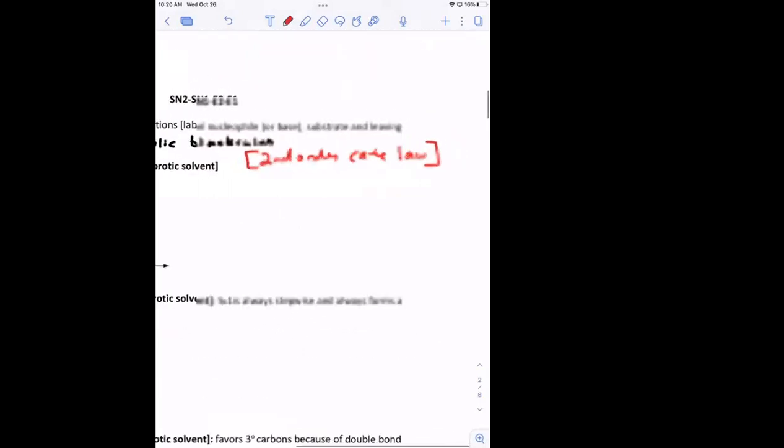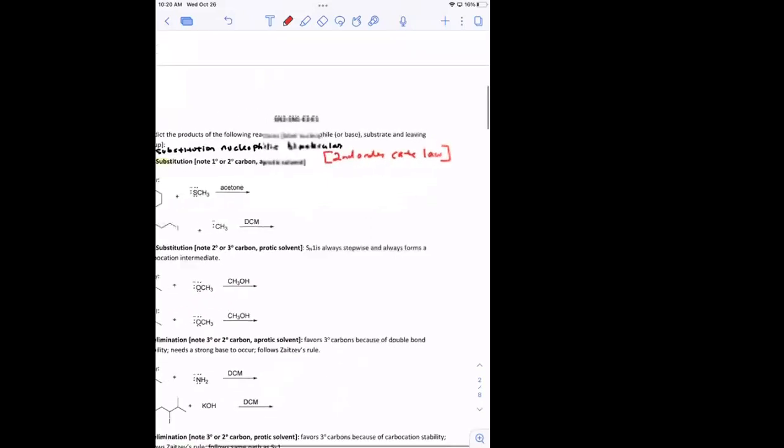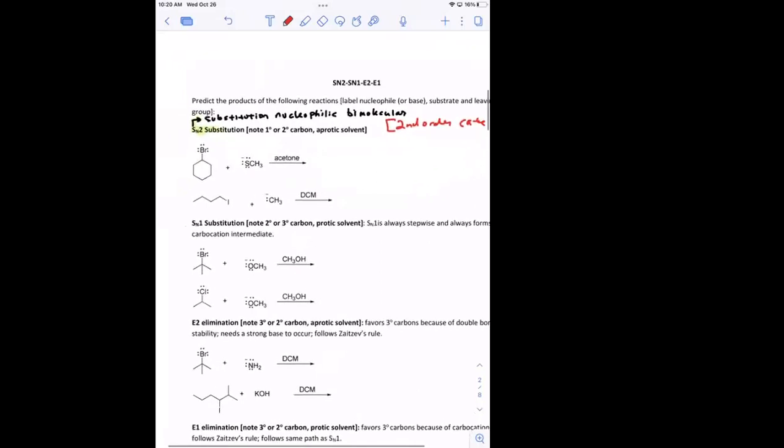Just apply some logic. If it's SN1 or E1, then it's going to be first order. But don't worry about that part. I'm just throwing that out there.